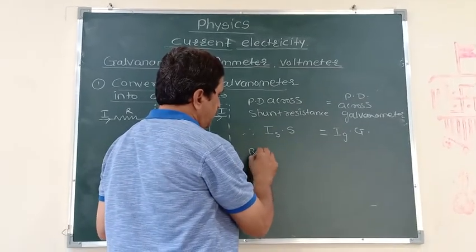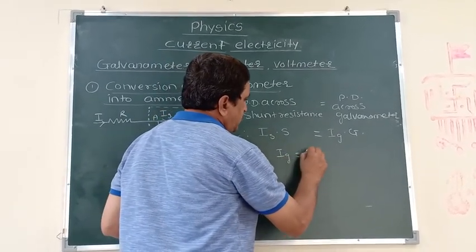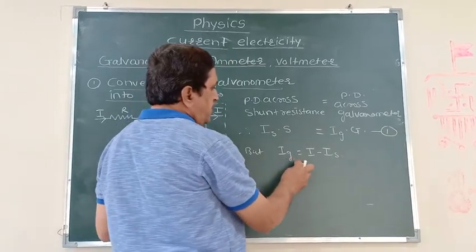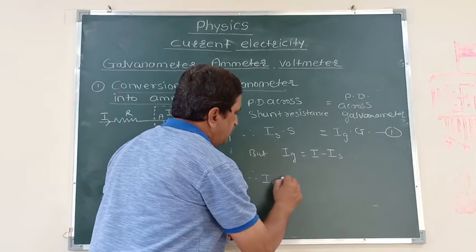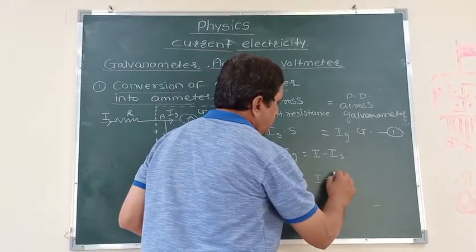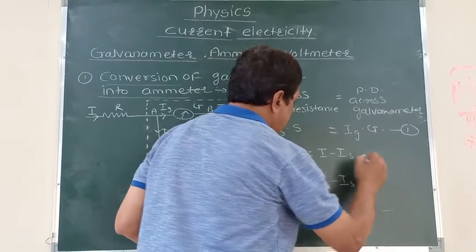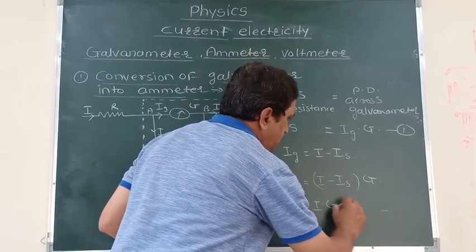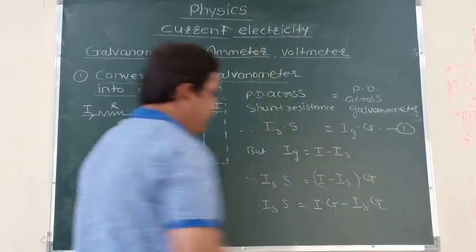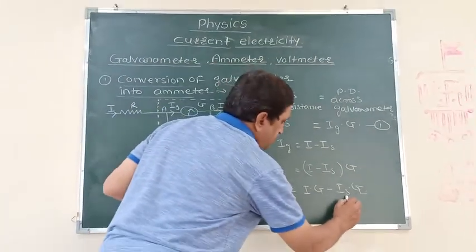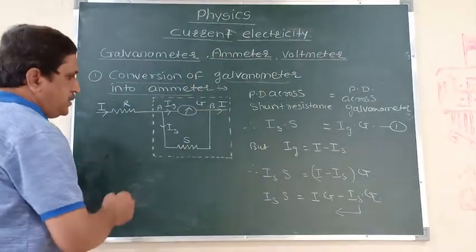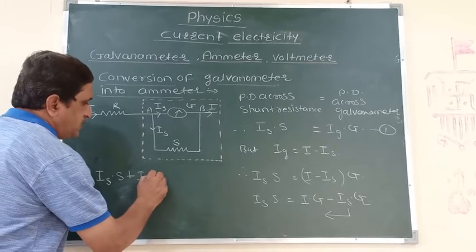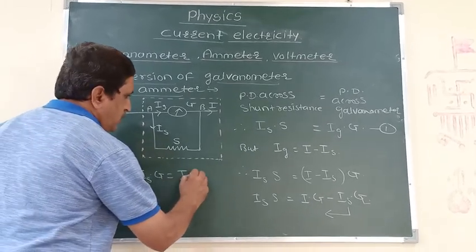Now, but Ig is equal to I minus Is. If we put the value of Ig in this equation, we can write Is into S is equal to I minus Is out of bracket G. Now, if we solve this bracket, we can write capital I into G minus Is into G. Now, if we take this term to the left hand side, then we can write Is into S plus Is into G is equal to I into G.